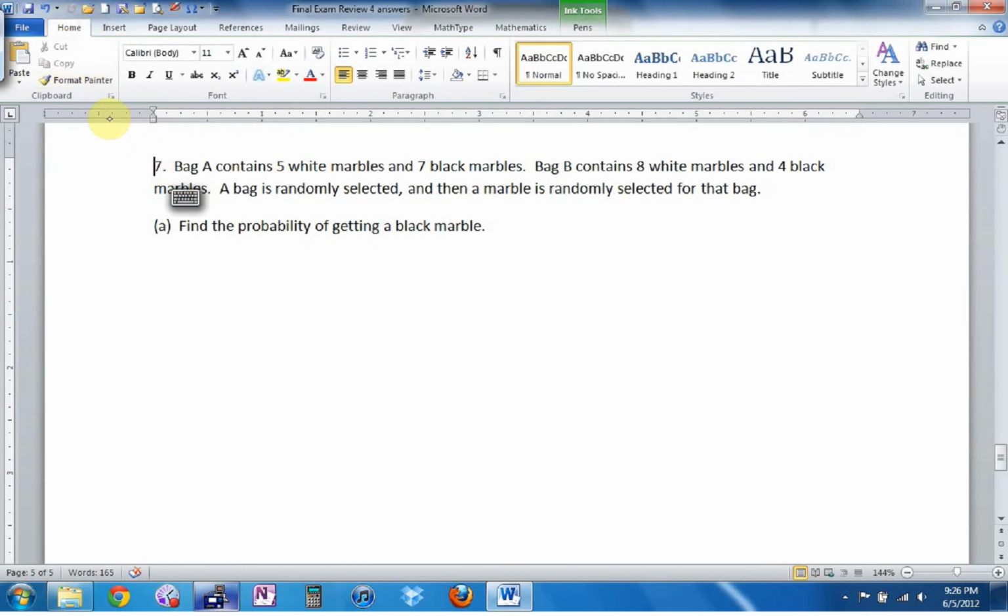Number 7. First, let's hit save. Bag A contains 5 white marbles and 7 black marbles. Bag B contains 8 white marbles and 4 black marbles. A bag is randomly selected, and then a marble is randomly selected from that bag. A, find the probability of getting a black marble, and I'll bet you B is a conditional probability. I like this question. Well, heck, I'm telling you basically what's on your final exam. I'm also waiting for this thing to finish saving before I start writing, because I think I'm overtaxing my computer.